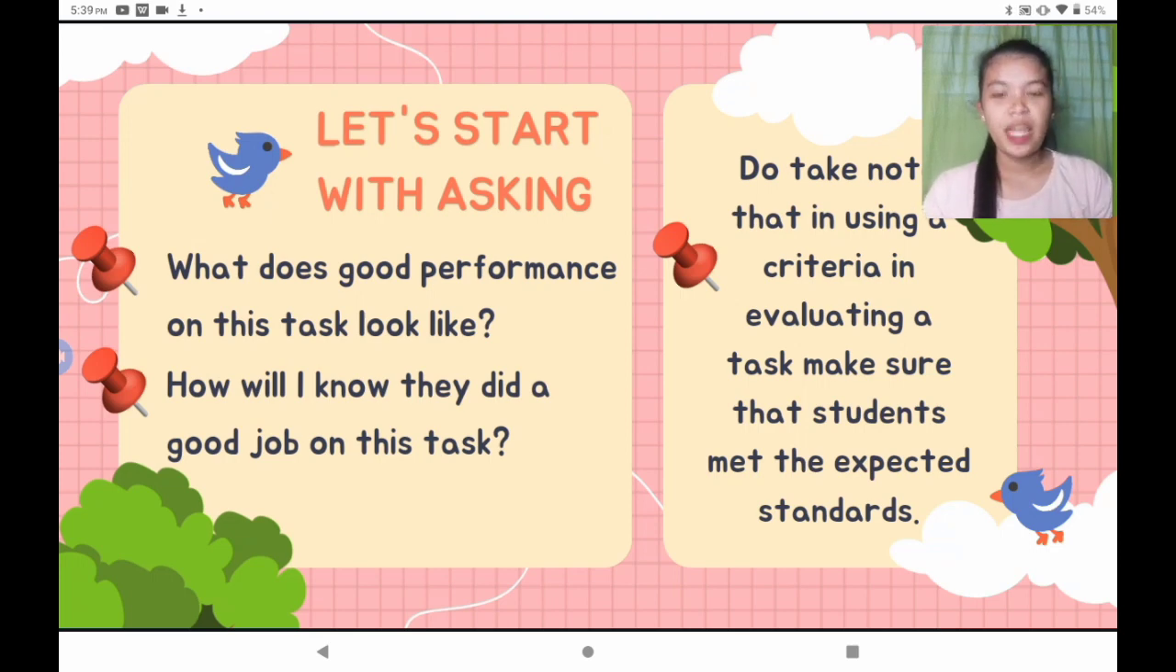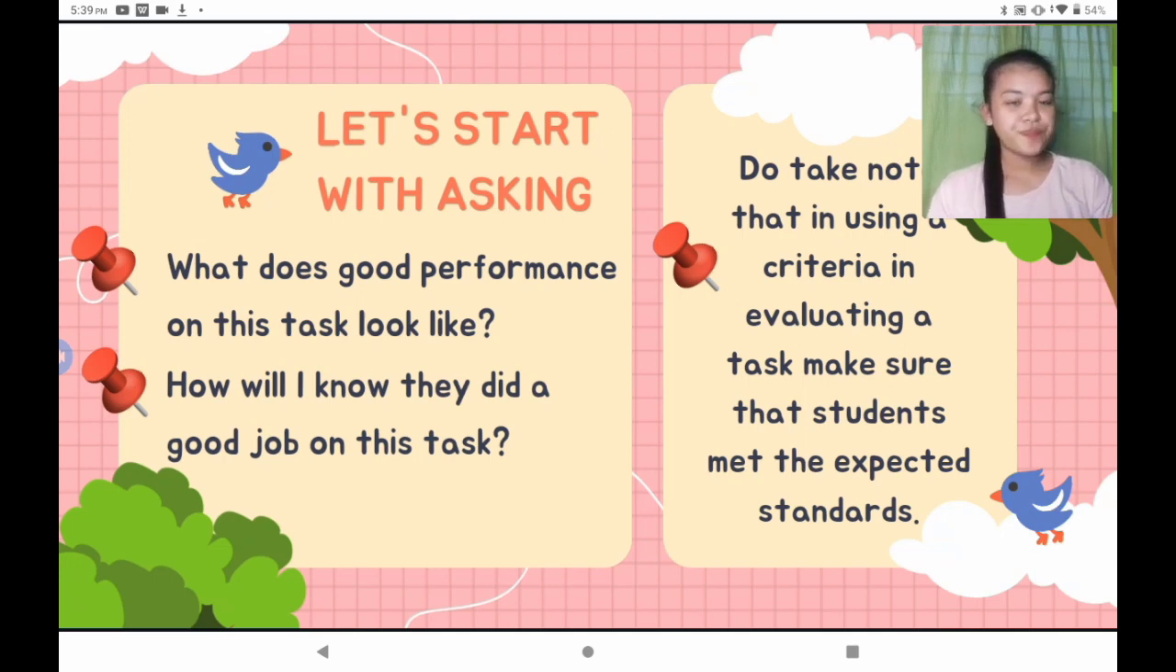Next question. How will I know they did a good job on this task? So, saan man na ito pagkahibaw if kanang nindot bang ilang performances? So of course, if nindot ilang performances, makaingon jud ta nga na-attain nila or na-met nila ang standards of criteria nga ako ang gihimo para sa ilang performances.